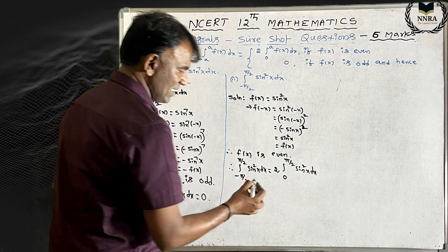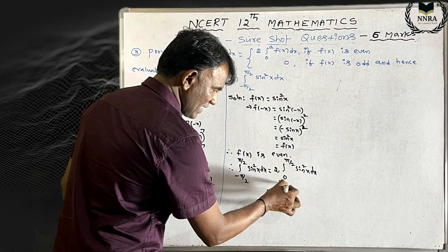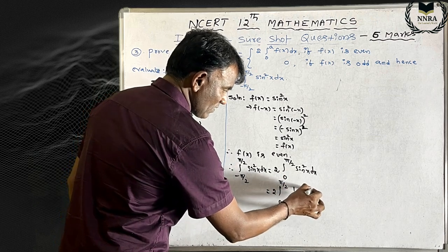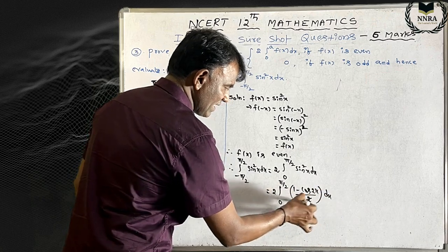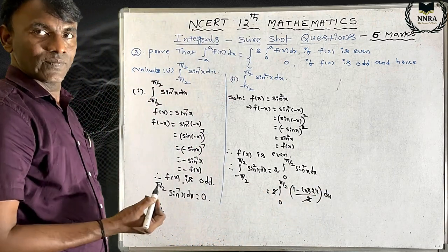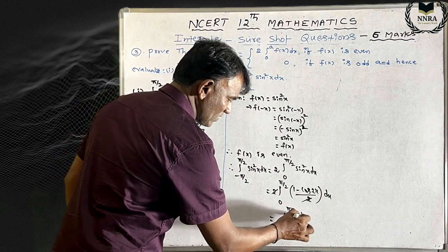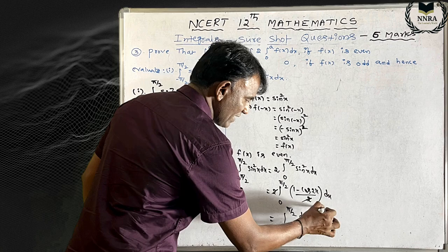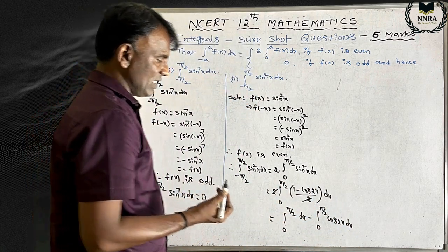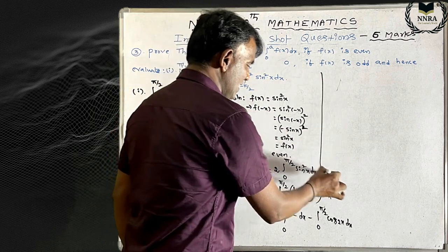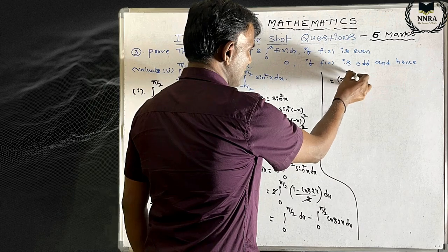Now 2 into the integral from 0 to pi by 2, where a is pi by 2. And the sine square formula is 1 minus cos 2x divided by 2, then dx. Here the 2 gets cancelled. Now split both the functions. The first one is the integral from 0 to pi by 2 of dx, the second is the integral from 0 to pi by 2 of cos 2x dx. Now the integral of dx is x, with limits 0 to pi by 2.